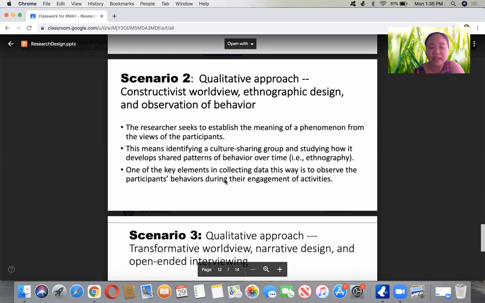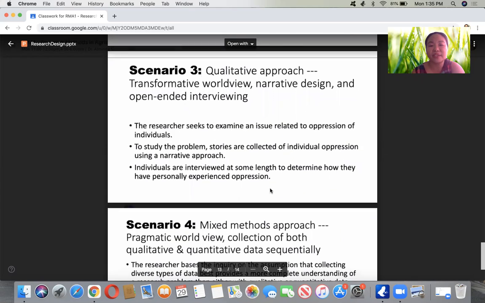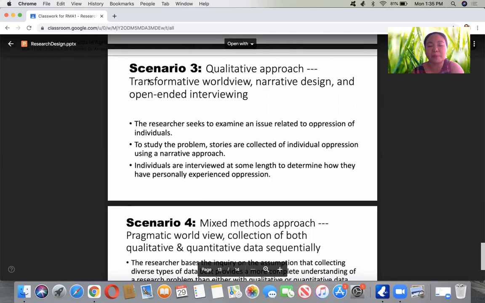And one of the key elements in collecting data this way is to observe the participants' behaviors during their engagement of activities. And in the third scenario, we have the qualitative approach again, but the transformative worldview, using narrative design and open-ended interviewing.